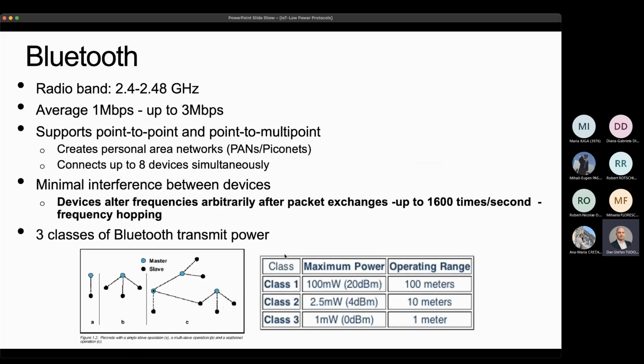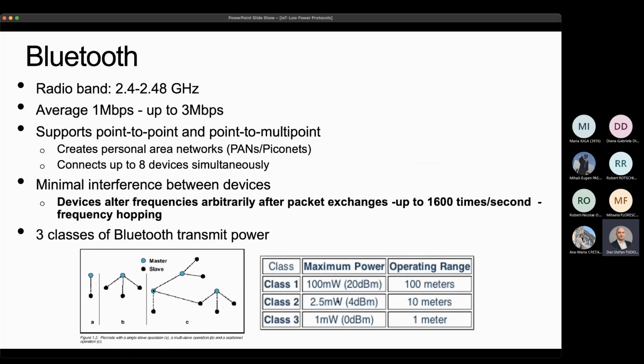You can connect up to 8 devices simultaneously with this standard, with, of course, minimal interference between devices because they use a frequency hopping scheme. That's very interesting. You can actually hop on the channels in this communication frequency range up to 1600 times per second. So there are 3 classes of Bluetooth transmit power. You can see them here: class 1, 2, and 3.